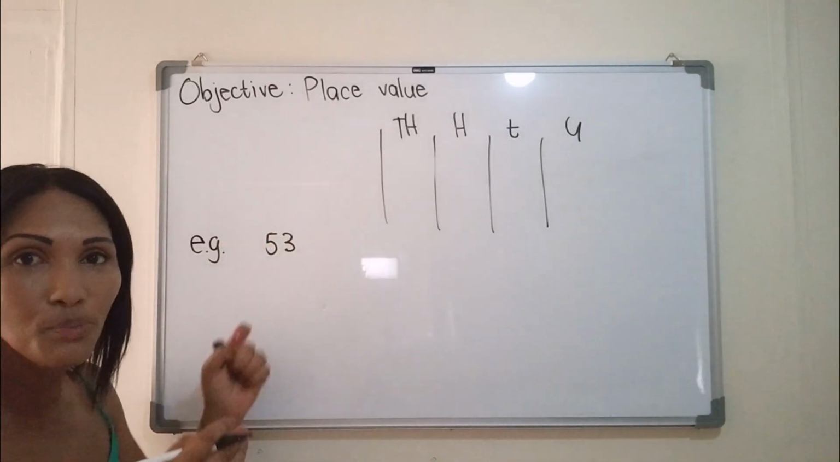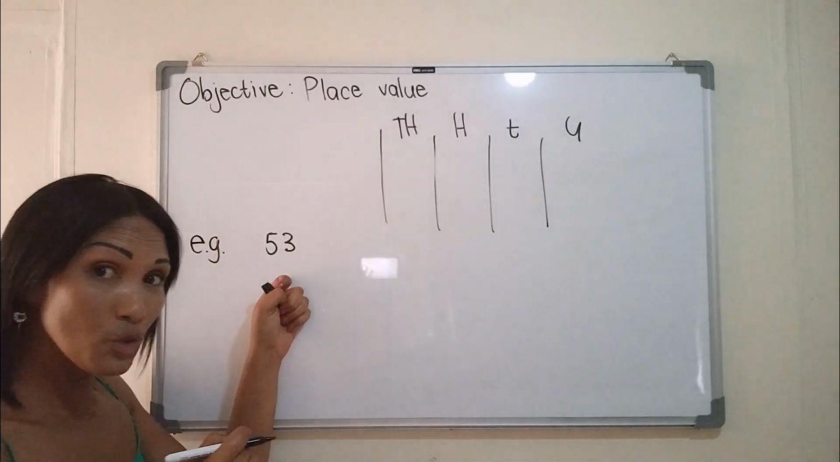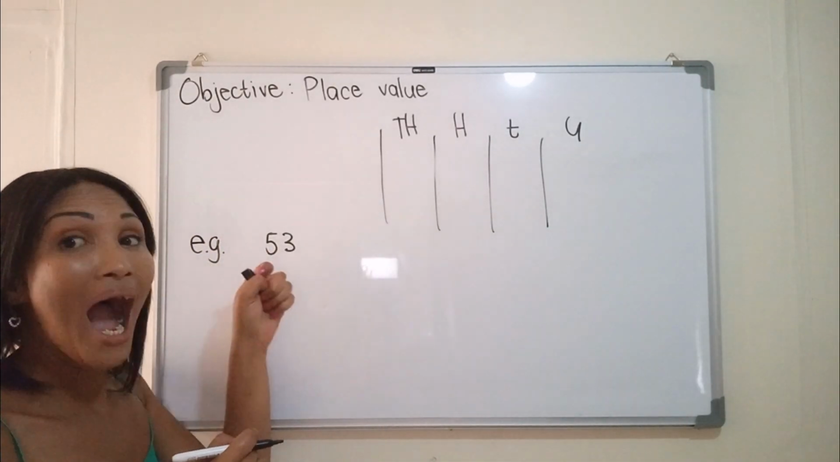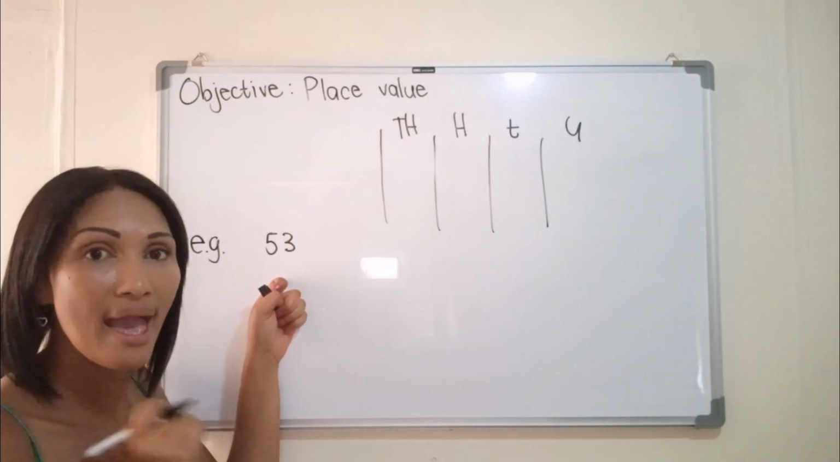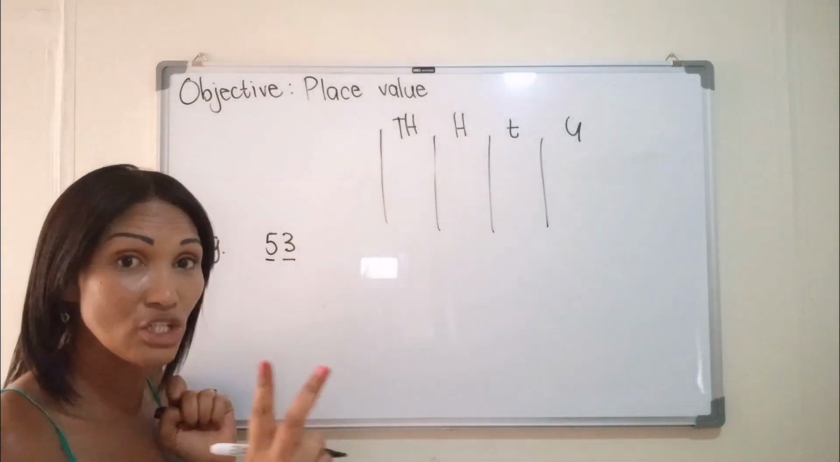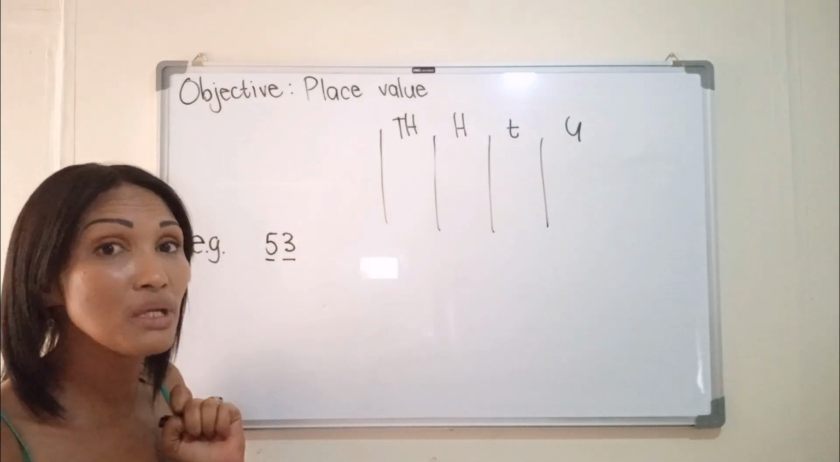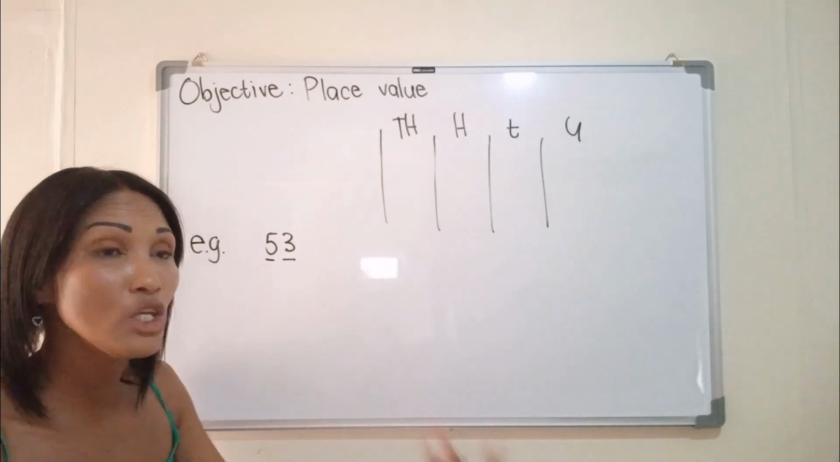53. I need to put 53 into the correct column. So before I do that, I'm just going to look at 53. How many digits does 53 have? 1, 2. It's got 2 digits. So 2 digits tells me that we're working with tens. So it's going to be a ten and a unit.